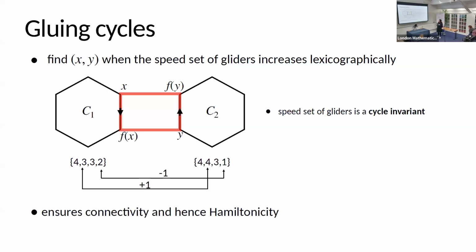So the glider set increases lexicographically, and this will ensure that such a big auxiliary graph that I spoke about is actually connected, which would imply that it has a spanning tree, and that would imply that the original graph is Hamiltonian. This was the rough sketch of the proof. Okay.